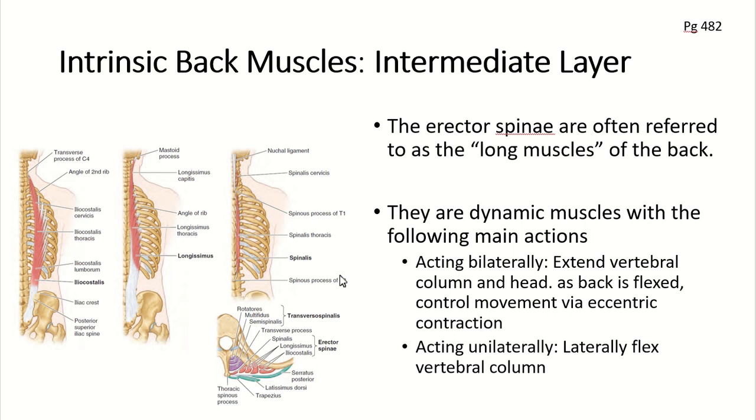And when the erector spinae muscles on just one side of the spine act, so they're acting unilaterally, they actually serve to laterally flex the vertebral column towards either the left or the right.